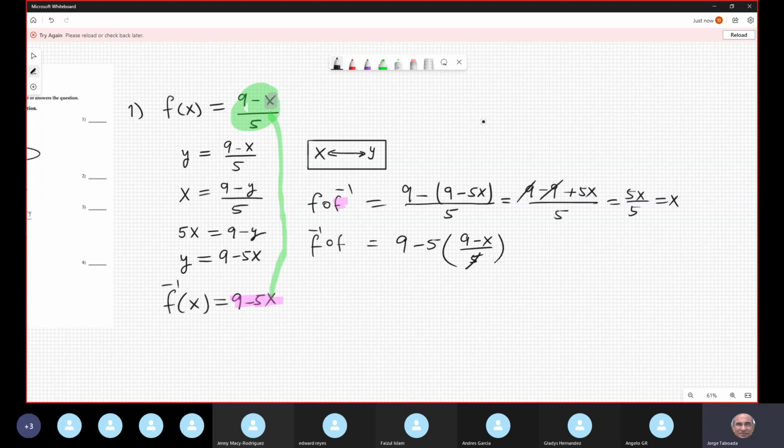Wow, easy. The 5 cancels. Stay only 9 minus 9. So this is distributed product plus x. 9 is cancelled, subtraction 0. Again it is x. This is another way to see it. Everyone follow me?